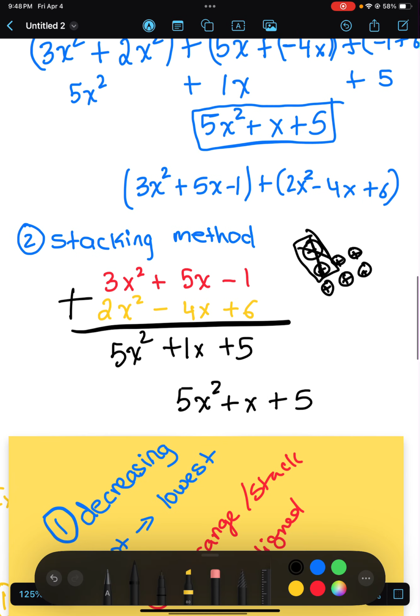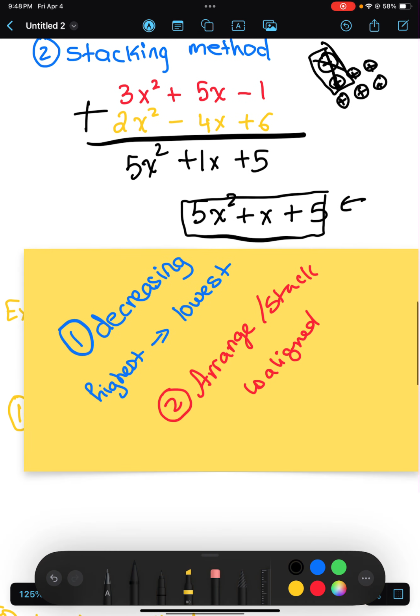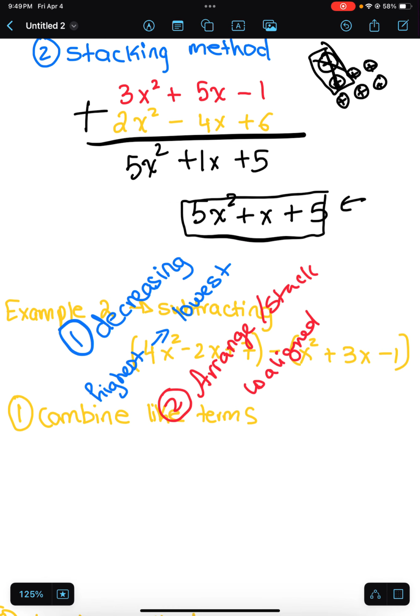Okay, do you see how both of these answers match? So it does not matter which method you use as long as it's giving you the right answer and it's making sense to you, okay?